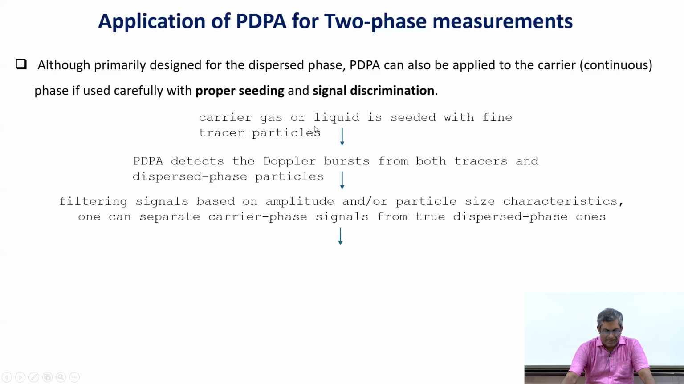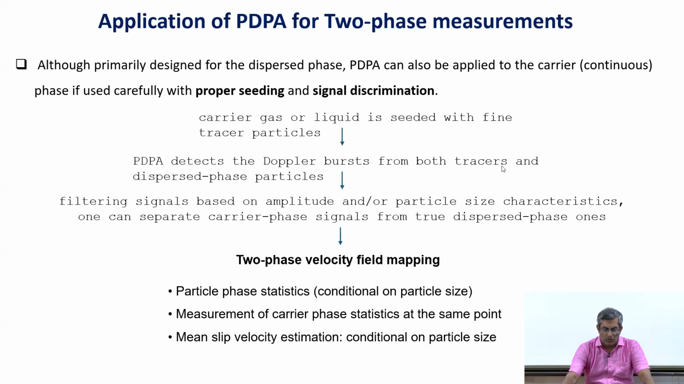First we seed the carrier phase, gas or liquid, with fine tracer particles. Then the PDPA detects the Doppler burst from both tracers and dispersed particles, and then we filter out. And now we have the advantage that we know the particle size, so we know which one is the seeding particle and which one is the inertial particle. With this we can obtain several statistics of the two-phase flow, including the particle phase statistics, and this we can get conditional on particle size.